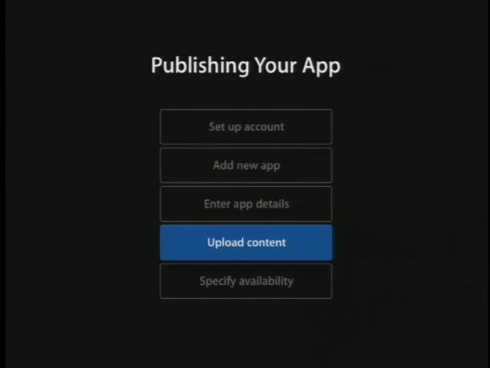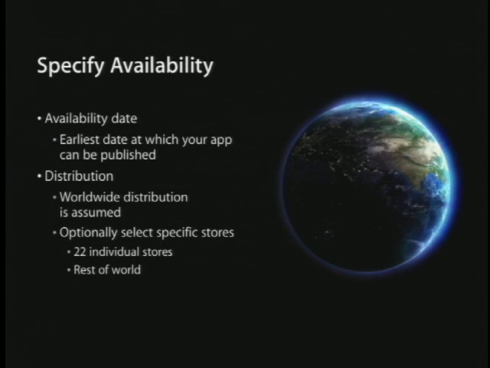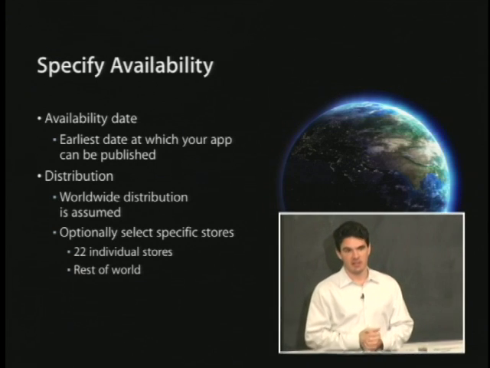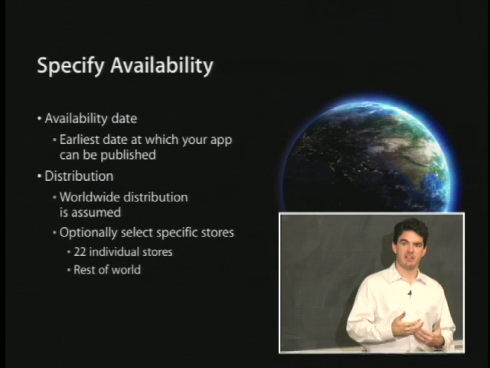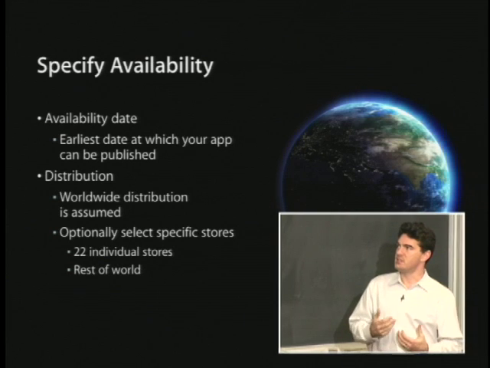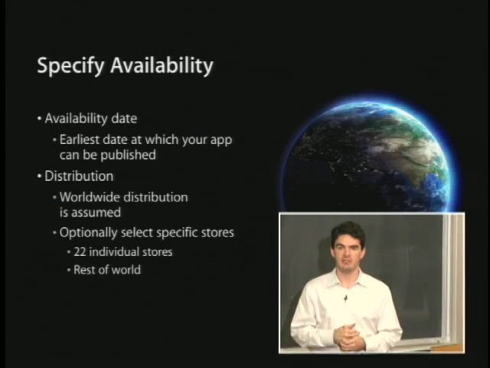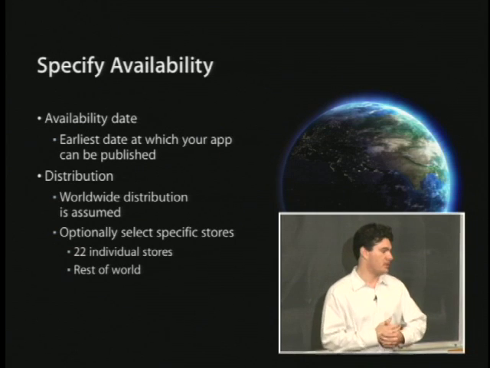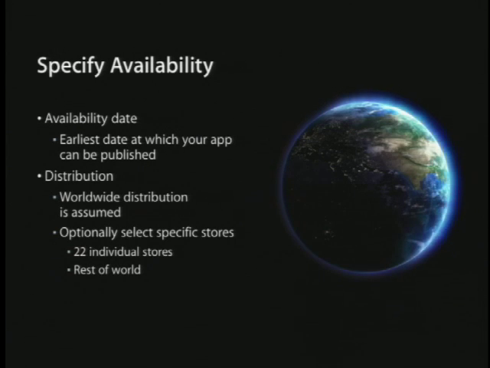So once you've put all your assets up, the last section is to specify availability. Availability breaks down to 2 pieces of information. First is your availability date. This is the earliest date at which your initial application can appear live within the App Store. And the second is the territories. By default, worldwide distribution is assumed. However, if you'd like to, well, actually, since this slide, we've actually opened it up to where you can manage your apps in all 90 territories. So we're giving you individual control at this point.